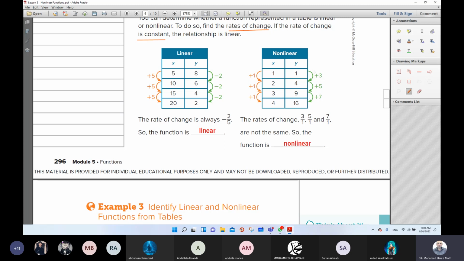So as you see here, we have a change in the values. In the first, the slope is 1 over 1, which means 1. Here the slope 4 over 2 equals 2. Here 9 over 3 equals 3. 16 over 4 equals 4. So we have a change in the slope. So the rate of change here, 3 over 1, 5 over 1, 7 over 1, are not the same, so the function is non-linear.